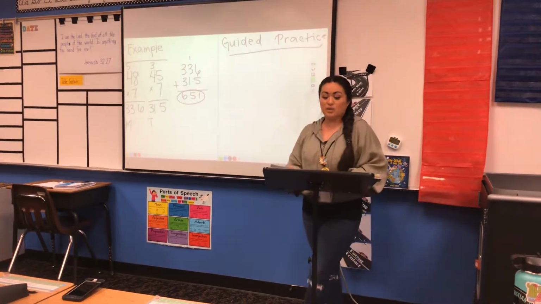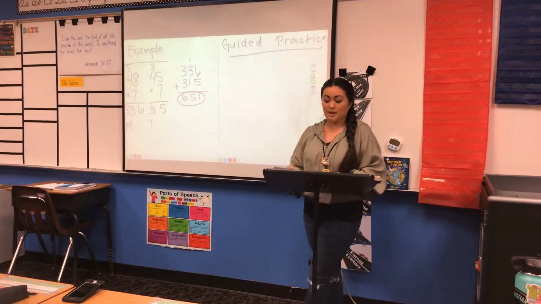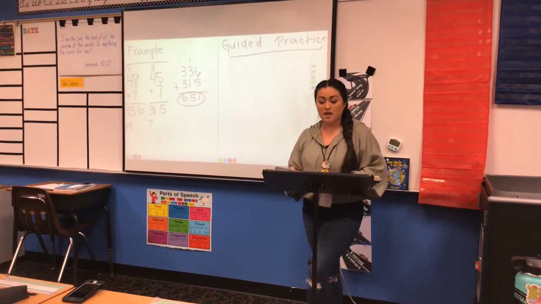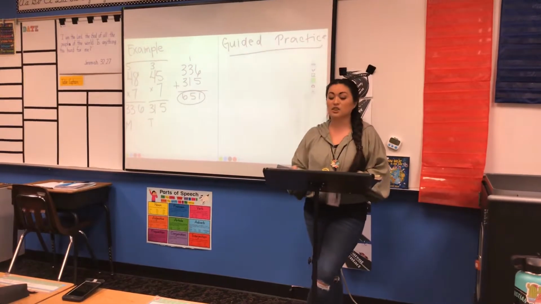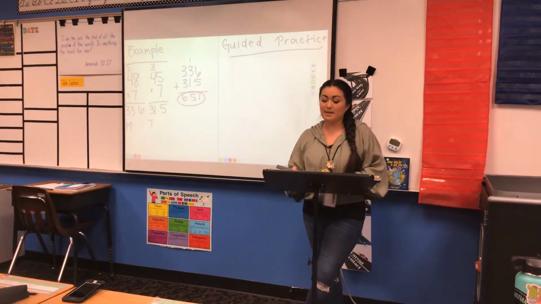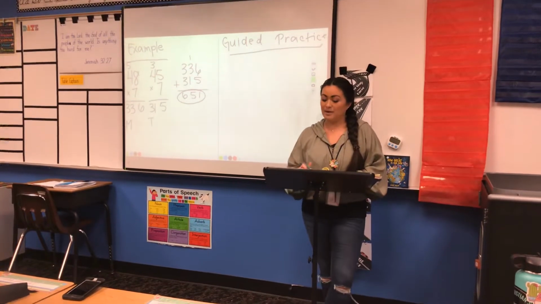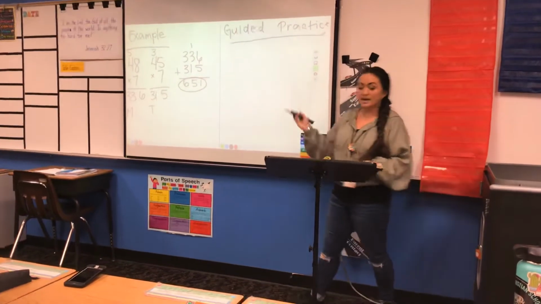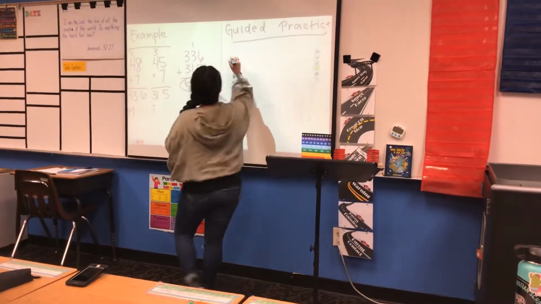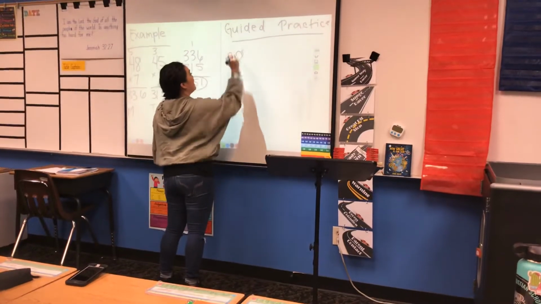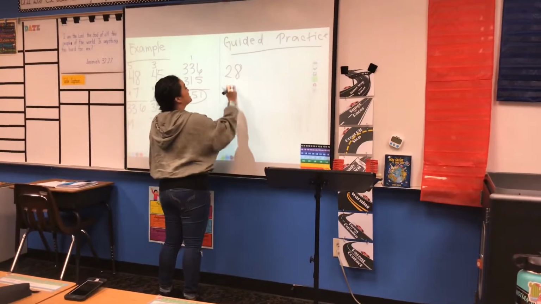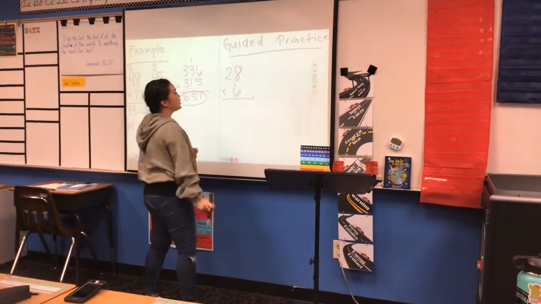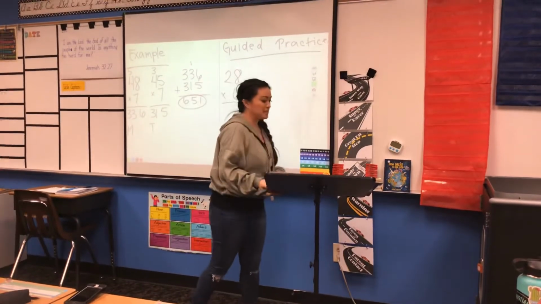So number 1 says the regular price of a package of white paper is $28. A package of colored paper costs $35. If Mike buys 6 packages of white paper instead of colored paper, how much money will he save? So we're going to set it up the same exact way. $28 for white paper, and he buys 6 packages of them. All right, so your first step is going to be to multiply these ones.